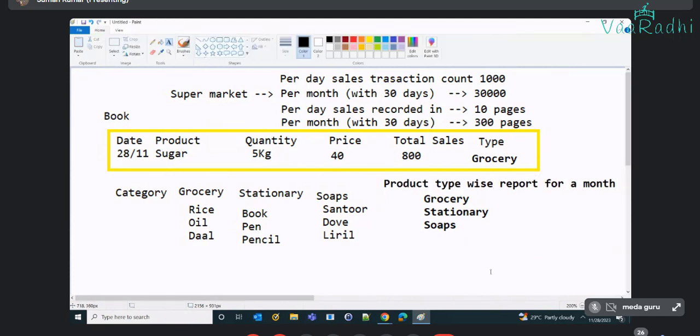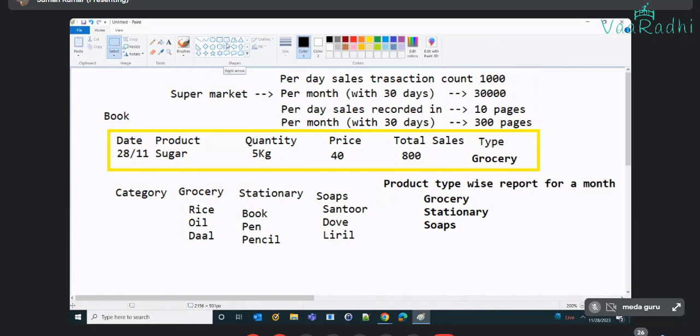So I'm asking you for a product type wise report for a month. Grocery 8 lakhs, stationery 5 lakhs, soaps 3 lakhs. This way, if I ask you to pull a report using this kind of data available in a book, then how much time do you need, guys?